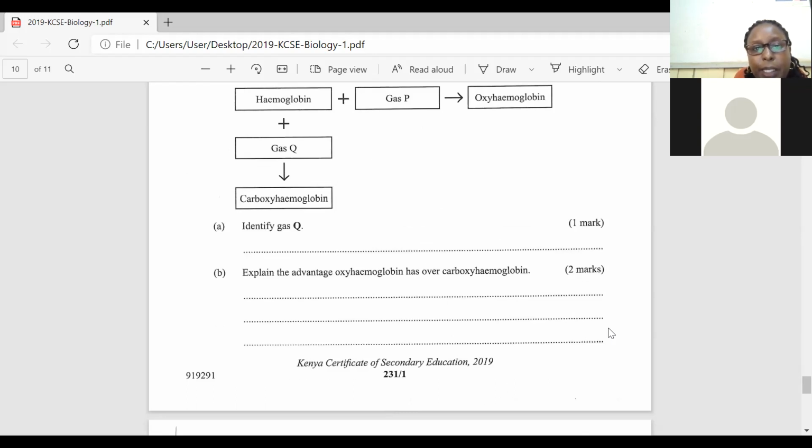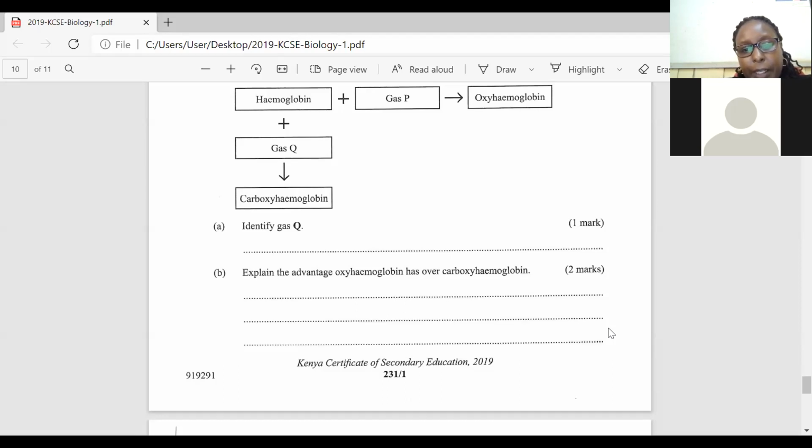So it's all a matter of just knowing which gas the student would know would combine with the hemoglobin to give carboxyhemoglobin. That is what would give the identity of Q. Then part B, explain the advantage oxyhemoglobin has over carboxyhemoglobin.